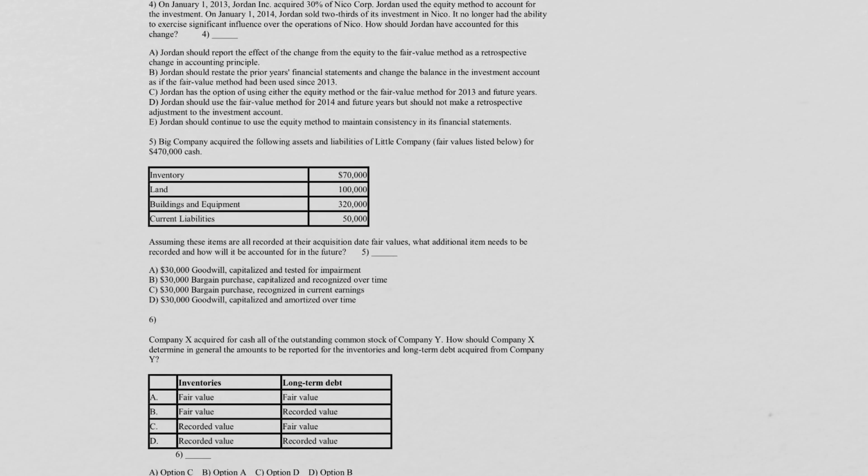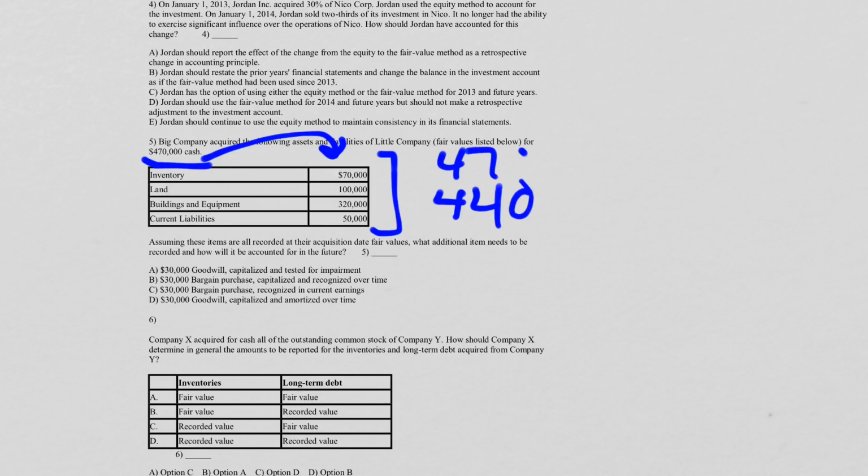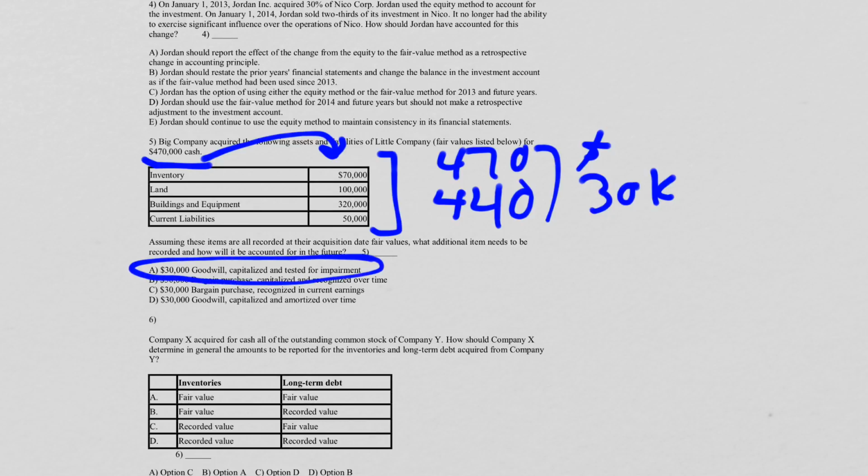So what we got? Let's see, we got $470 in cash is the purchase price, and then you subtract out the net of these. The net of all those is 170, 320, so that's 490, and it comes down to 440. And the difference between 440 and 470 is an unexplained 30. And we now know the unexplained 30 is goodwill, and that's capitalized and tested for impairment is the best answer there. Answer A.